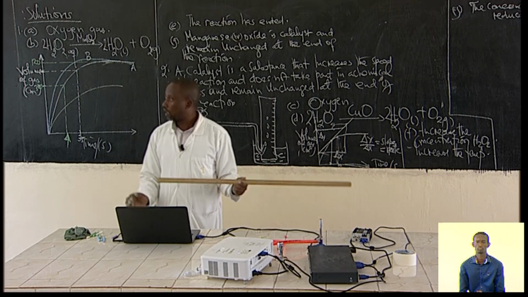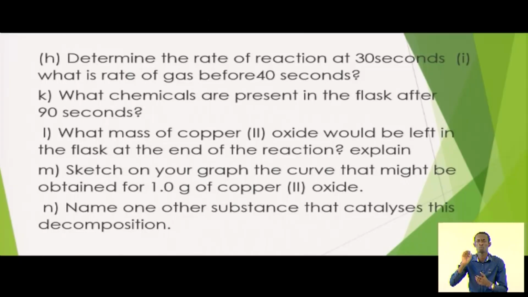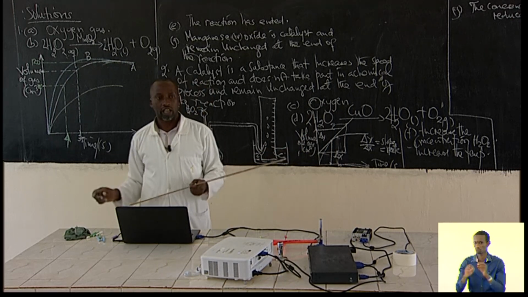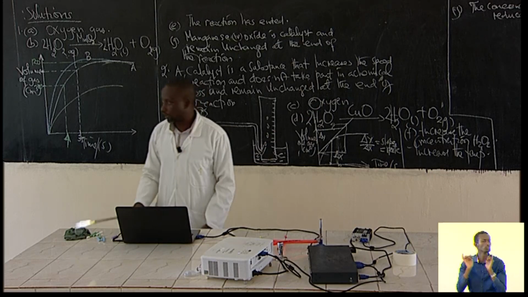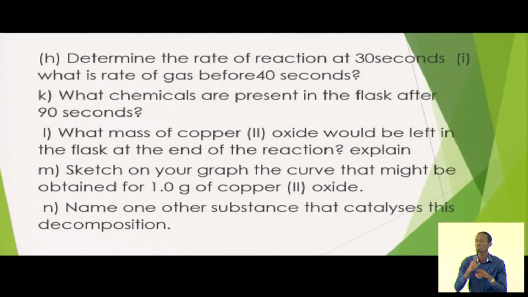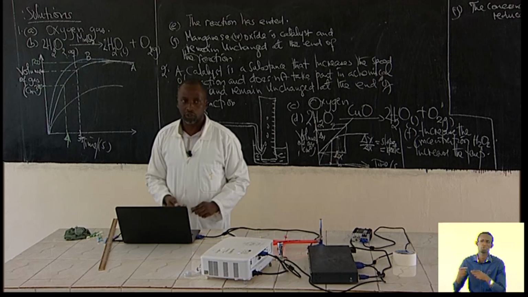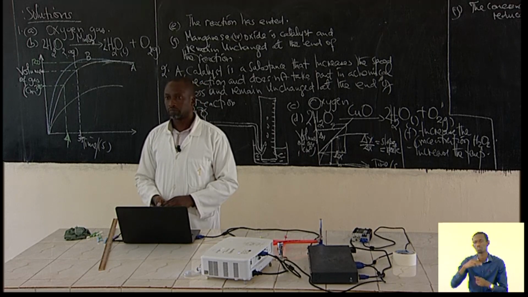What mass of the copper(II) oxide would be left? The same mass, 0.5 grams. Sketch the curve that might be obtained for the increased amount of catalyst. Increasing the amount of the catalyst does not change the speed of the reaction, so it remains the same. Name other substances that catalyse this decomposition. We had mentioned manganese(IV) oxide. We can mention potassium permanganate, potassium iodide, and so on.